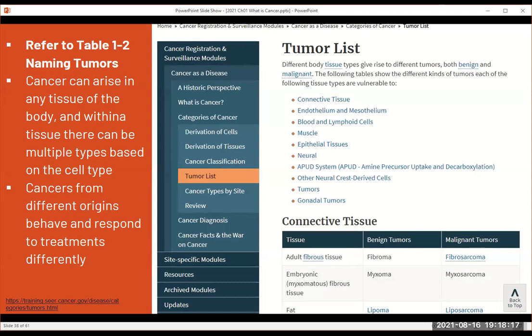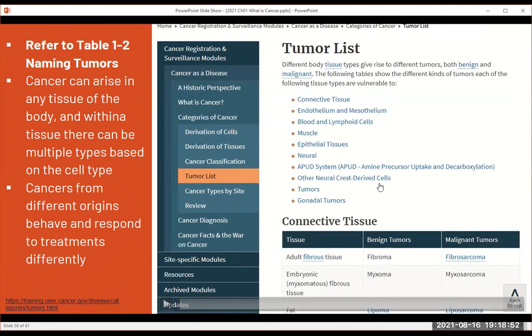And there are lots of resources online as well. I put an example here of a website at cancer.gov. I have the link here, so you can click and take a look at this website. Any one of these things that's in blue, you can click on and get some more information. It would take you through the different tissue types, and then within each tissue type, what are the various kinds of cancers and what are their names.